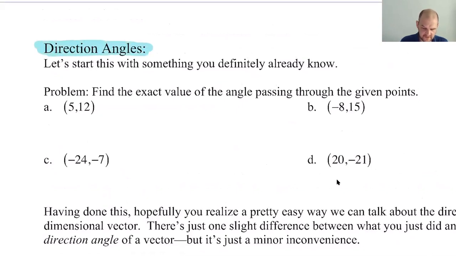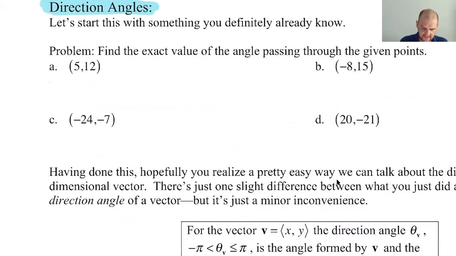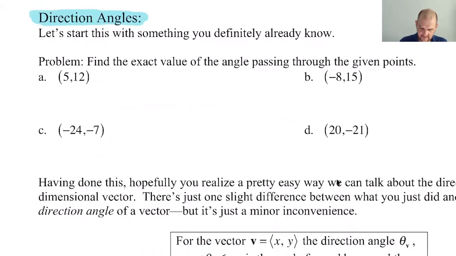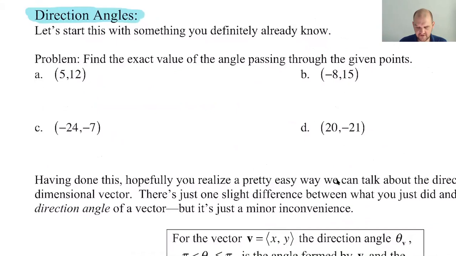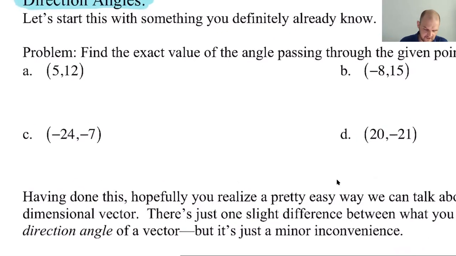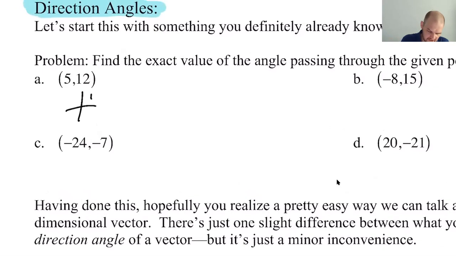So direction angles. We want to find the exact value of the angle passing through the given points. This is actually a throwback. If you remember, we always use inverse tangent, because inverse tangent involves sine over cosine or y over x. It involves the things we were given. We don't have to calculate anything. So here, 5, 12, I just want to make sure what quadrant I'm in. So I'm going to say that theta is going to be the inverse tangent of 12/5, and I'm just done.